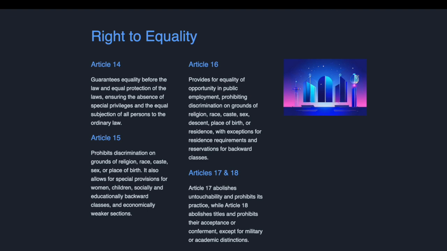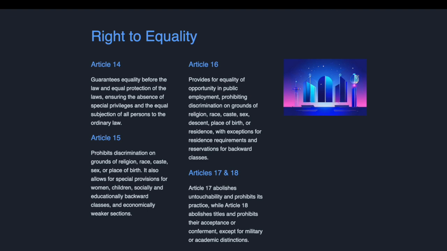The first is Article 14. It guarantees equality before the law and equal protection of the law, ensuring the absence of special privileges and the equal subjection of all persons to the ordinary law. The next is Article 15. It prohibits discrimination on grounds of religion, race, caste, sex, or place of birth. It also allows for special provisions for women, children, socially and educationally backward classes, and economically weaker sections.